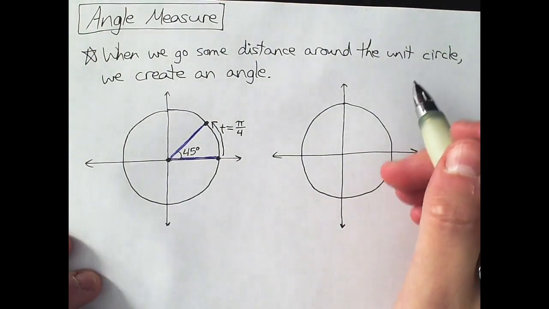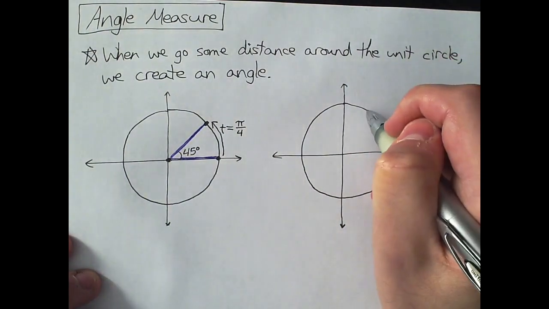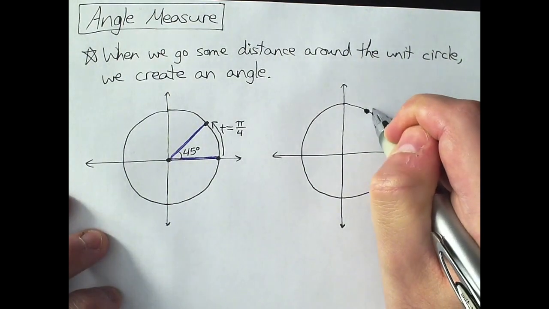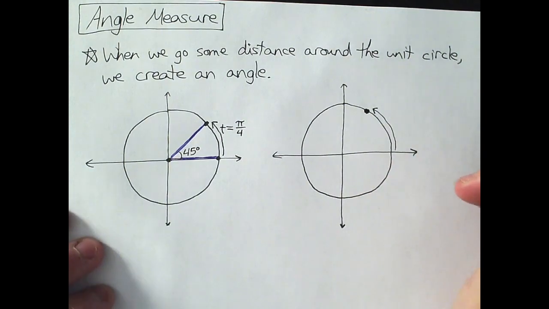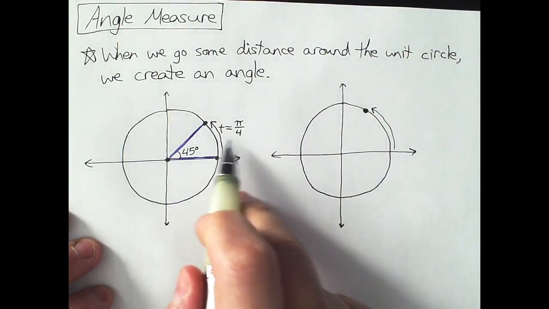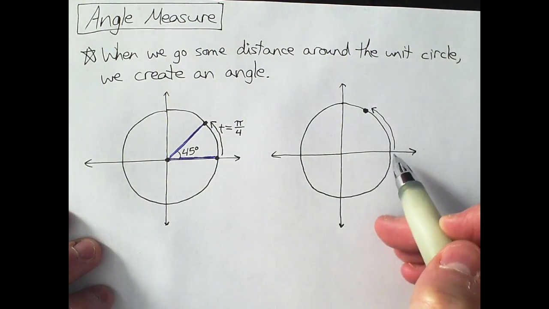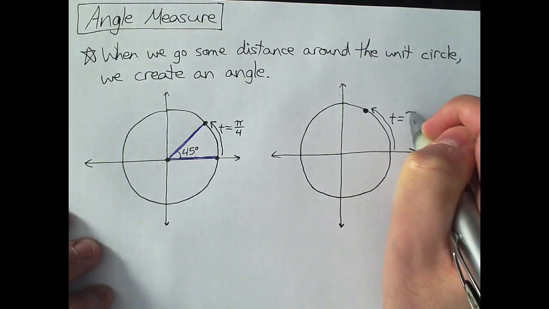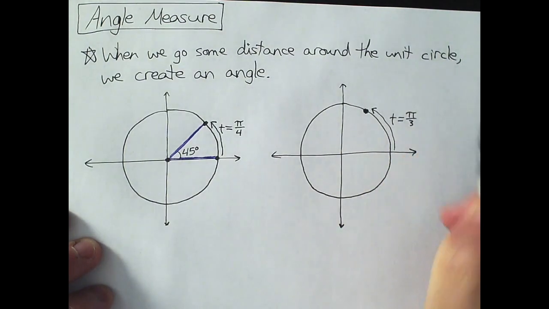I'll show you another example. What if we did a larger t value? What if we went to here? What common t value do you think I'm trying to represent with this picture? It's bigger than pi over 4. I went a little further. I'm trying to represent t equals pi over 3 with this picture. Pi over 3 is larger than pi over 4.